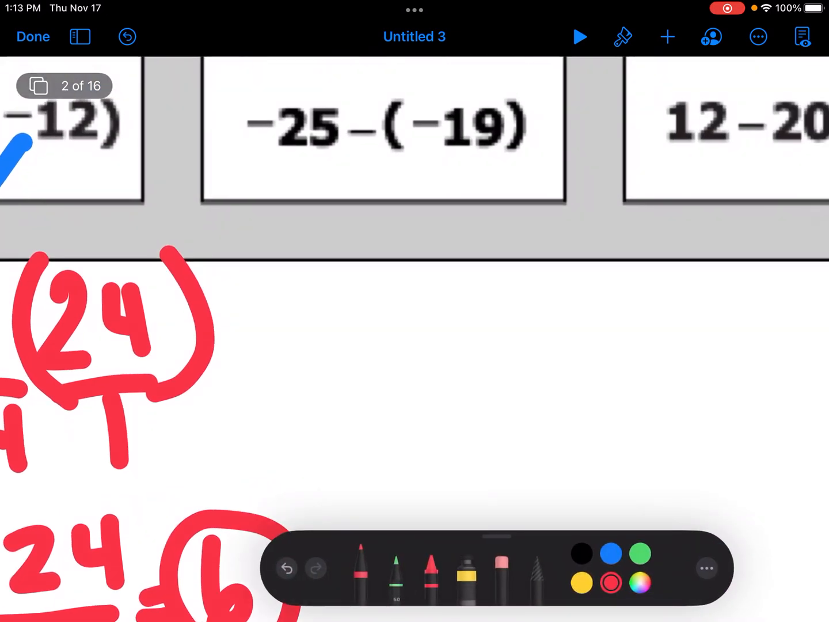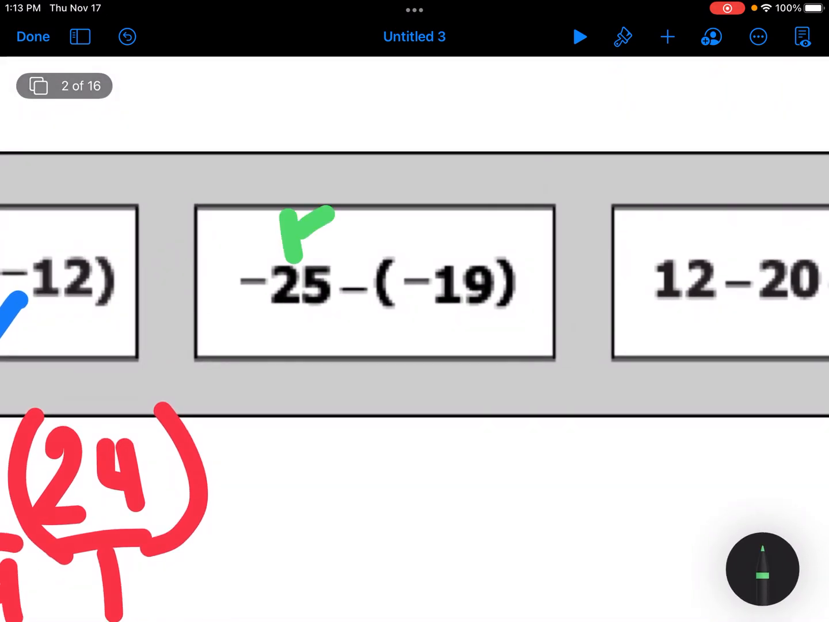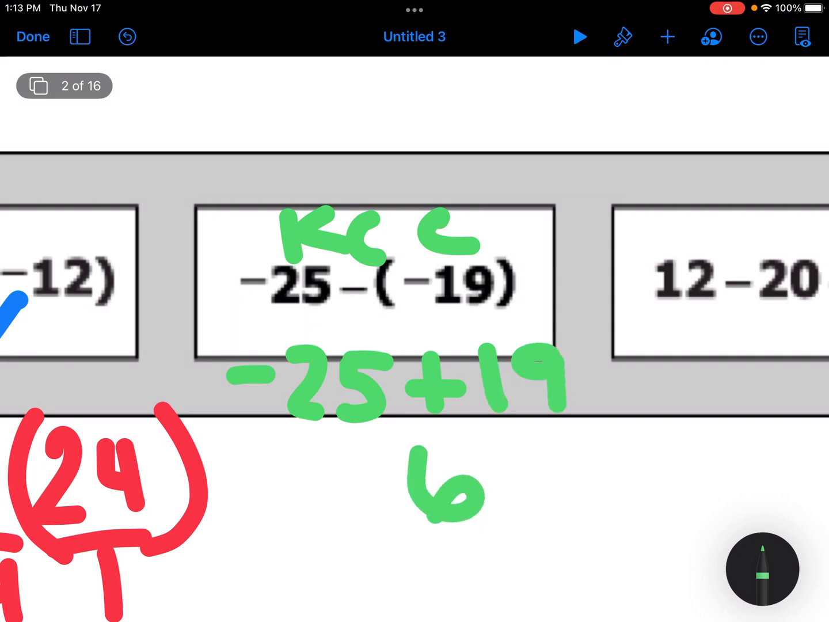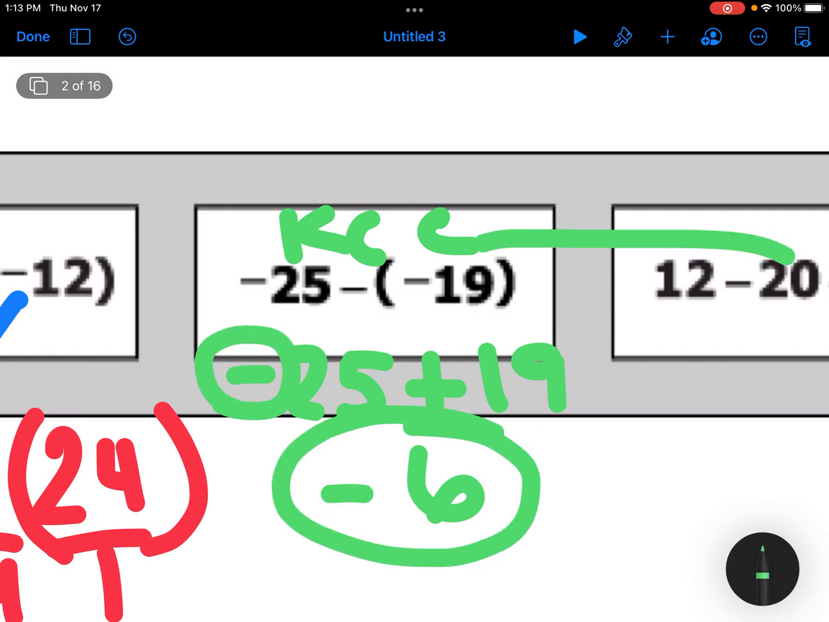And switch colors again. And I'm going to do keep, change, change. So I have -25 plus 19. When my signs are different, I'm going to subtract. So I get 6. I'm going to take the sign of the larger absolute value, which is negative. Oopsie.